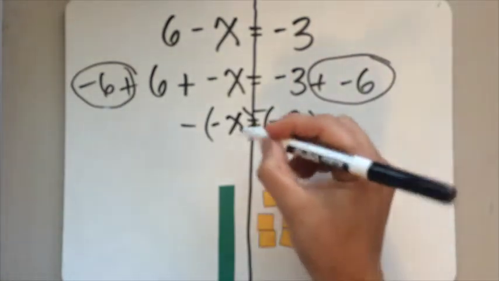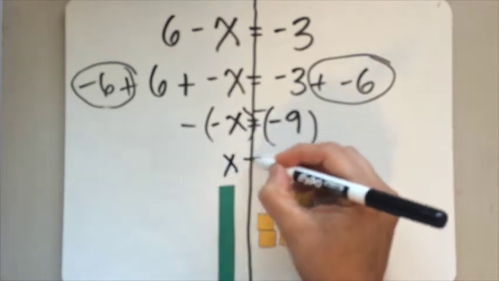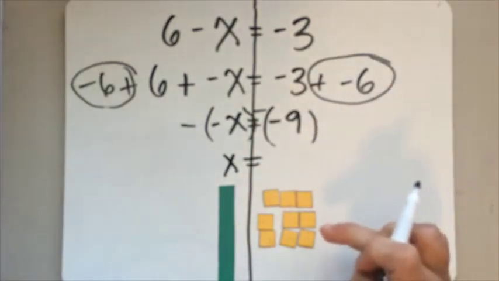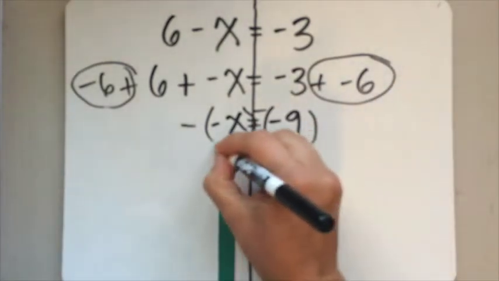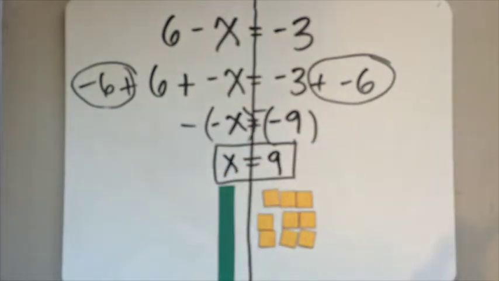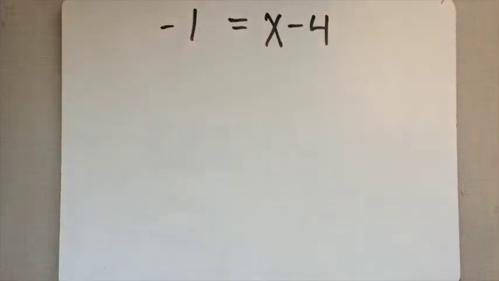So, the opposite of a negative x is positive x. The opposite of 9 negative ones is 9 positive ones. My answer is x equals positive 9. Here's one to do on your own. Negative 1 equals x minus 4. Pause the video, give it a try, restart the video, and see if you get it right.